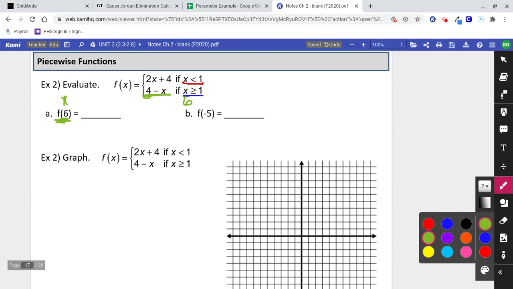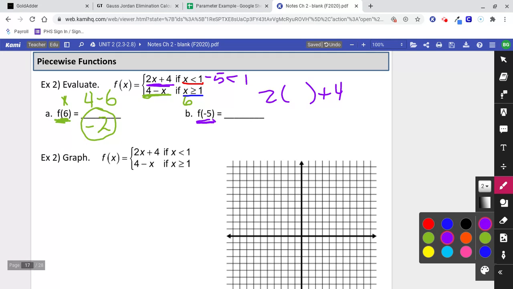So all you do is take that 6 and plug it in. 4 minus 6 is negative 2. I know to use the bottom piece of that piecewise function because 6 is greater than or equal to 1. When you look at the other problem, negative 5, I can see that negative 5 is less than 1. So that tells me to use the top piece of the function. I have 2 times my number plus 4. We're plugging in negative 5. So that's negative 10 plus 4. We get negative 6. F of negative 5 equals negative 6.